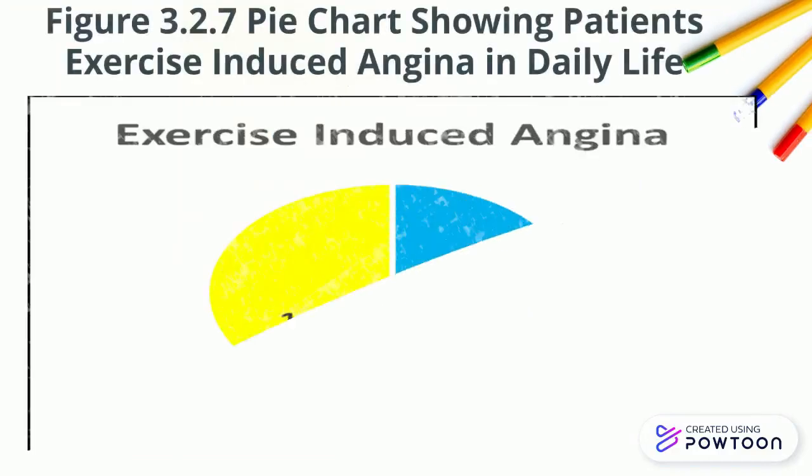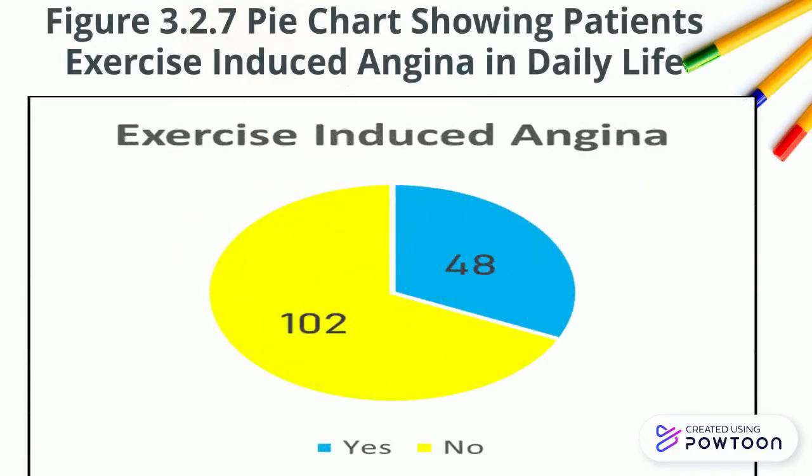Next will be exercise-induced angina. The ratio of people who tested positive with this symptom is 102 out of the 150 patients. The impact of the result indicates the hardness of an individual to breathe normally due to obstruction of blood flow into the heart muscle, probably caused by plaque form.